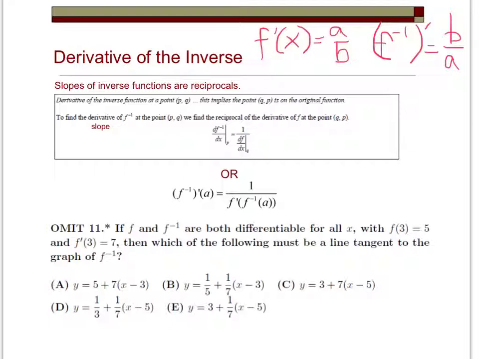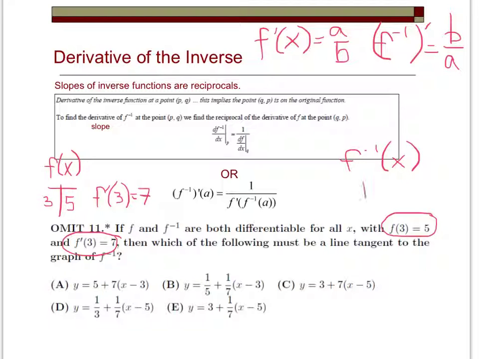Now, in this example, we have f and f inverse, and we're given a couple of facts. We're given the point (3, 5), and then we're given the derivative at 3. So for f of x, if we were to write an xy table, we have the input of 3 and an output of 5, and the derivative at 3 is 7. Then for the inverse function, remember that the x and y values switch. So the input is 5 and the output is 3. At that point, we know that the derivative of this inverse function would be 1/7.